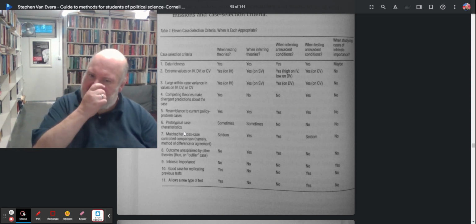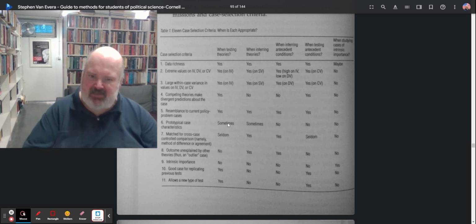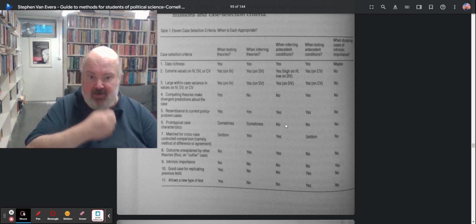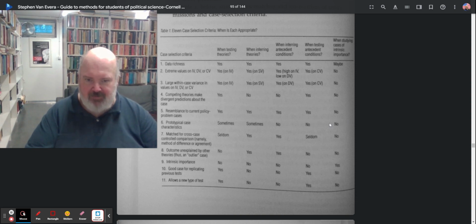Now, prototypical case characteristics. Testing theory, sometimes. Again, this is why criterion 5 was stronger than 6, right? And then no, no, and no. This is why it's weak. It's sometimes available for testing and inferring, but for antecedent conditions not at all. This is why 5 is a stronger approach for selecting than 6.